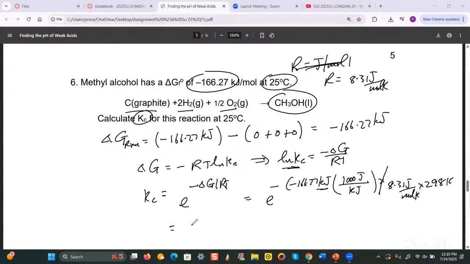And I got, when rounded off to 3 sig figs, e to the 67.1. And then, because this is one decimal place, when you work out this part here, 67.1 raised to the e, I got 1.38, but you have to round it off to 1 sig fig because you have one decimal place here. So I got 1 times 10 to the 29 as the final answer.